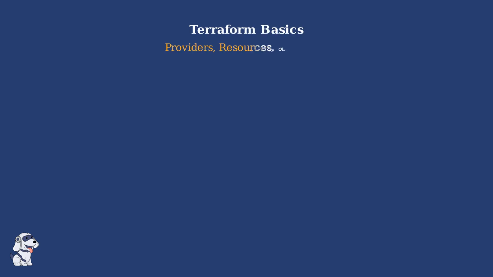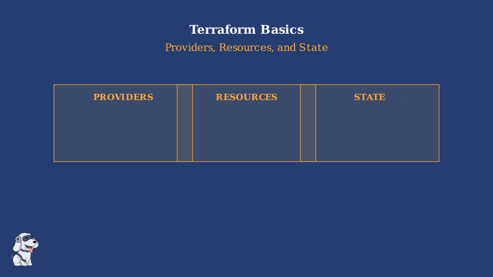Terraform operates using three fundamental components that work together to manage infrastructure as code. These are providers, resources, and state management. Let us examine each component individually to understand how they contribute to Terraform's infrastructure management capabilities.